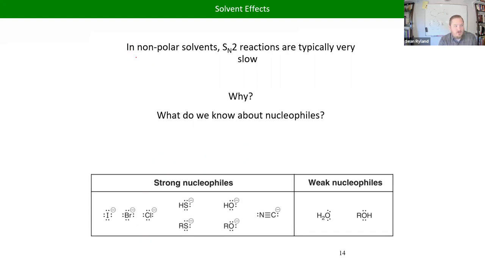If we have a nonpolar solvent, SN2 reactions are typically very slow. I'm bringing us back to that point I just made. So if that was tricky or you didn't fully understand what I was saying, hold on for a second. If we have a reaction happening in a nonpolar solvent, SN2 reactions are slow. Why might that be the case? I don't know, just attractive forces between all the hydrocarbons? Attractive forces between the hydrocarbons.